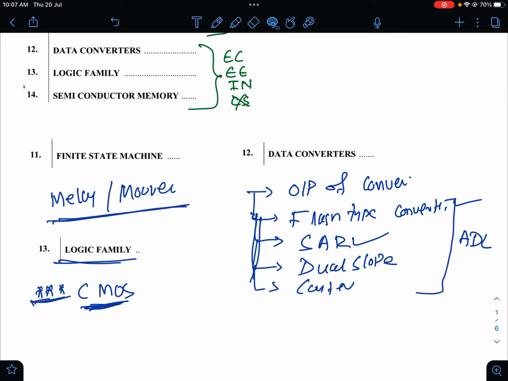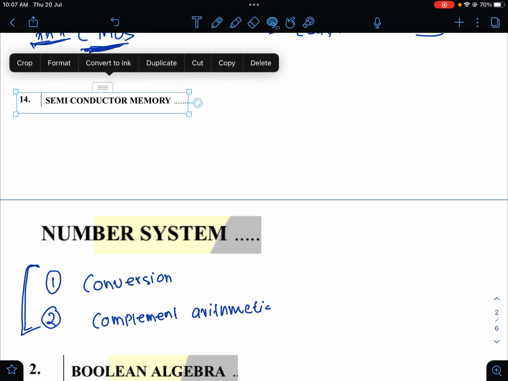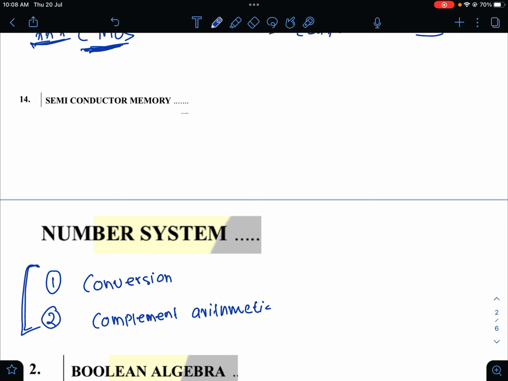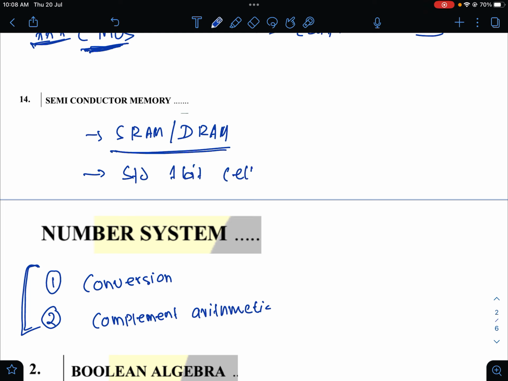Next is semiconductor memory. Its weightage is pretty low, friends, very low. But still, sometimes questions come. You should know the difference between SRAM and DRAM, static RAM and dynamic RAM. This is one model of question they sometimes ask. The second is the standard 1-bit cell of SRAM and DRAM. These are the two things you should know.